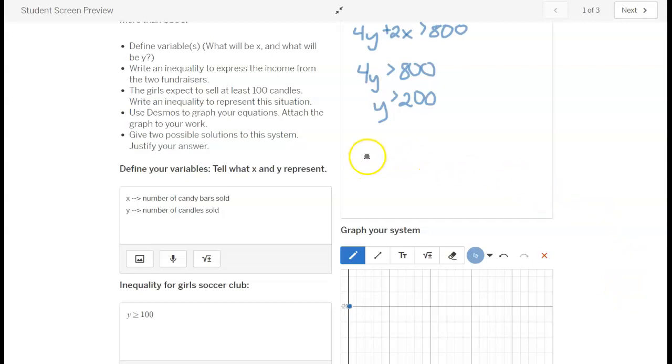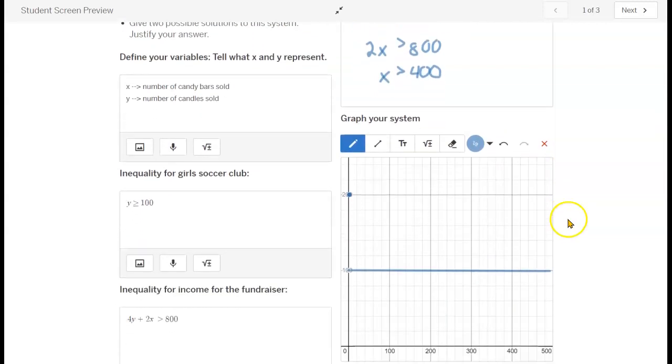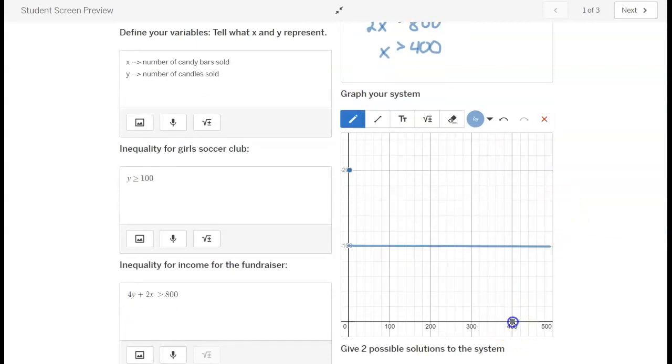Then if I did the other one, I get 2x is greater than 800. I'm even ignoring the greater than sign right now whenever I'm going to plot these, because I'm really just looking to see what happens when x equals 0 and when y equals 0. So when we divide both sides by 2 here, we get 400. So our x-intercept, when y equals 0, that's what we have.